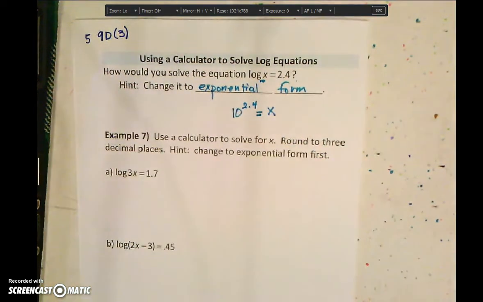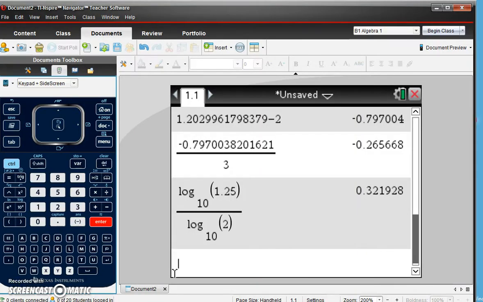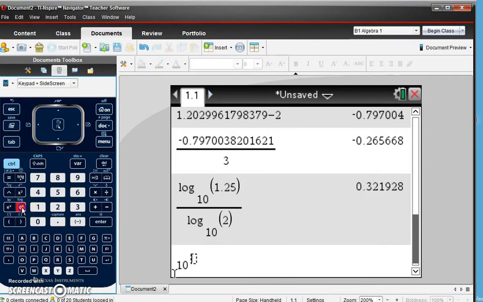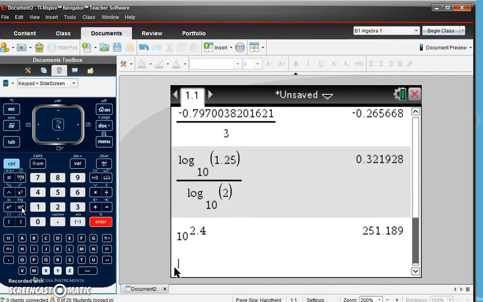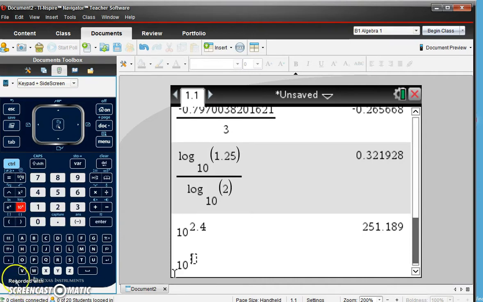So I guess we should do that right now. All right, we want to take 10 and raise it to the 2.4 power. So notice that we have a 10 to the x power right here that we can use. So I'm just going to punch that. And you see it gives me the 10 all together there, and then I can just put in 2.4 and enter it and get 251.189. So it's evidently already rounded off to 3 decimal places for us. So I'm going to write that down and head back to the other page.